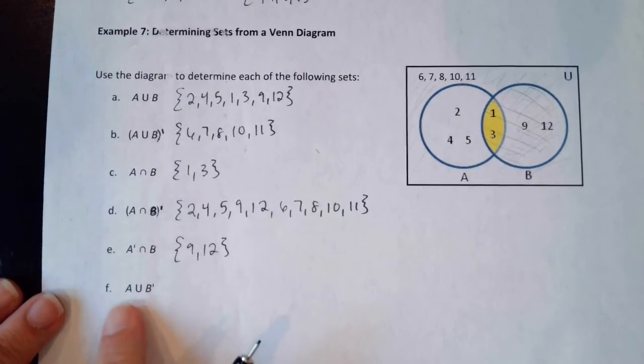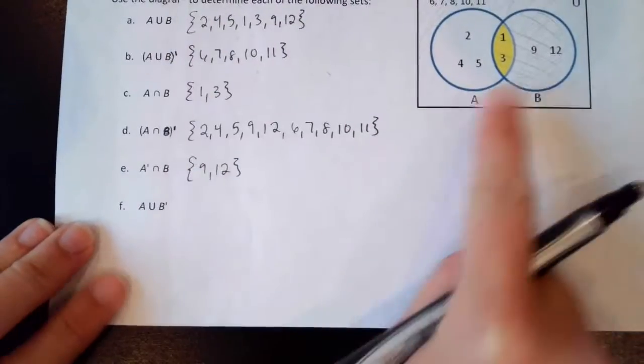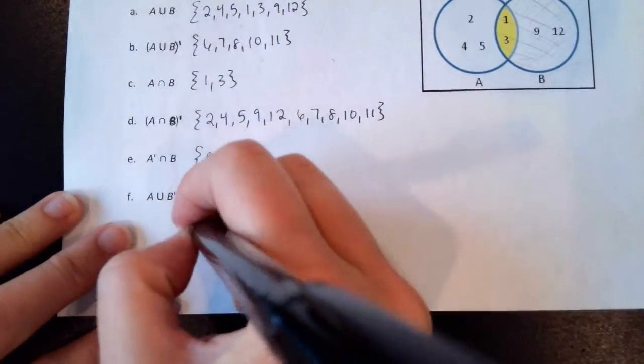Okay, for this one, A union B prime or B complement, I'm going to redraw this Venn diagram down here so that I can color on it.